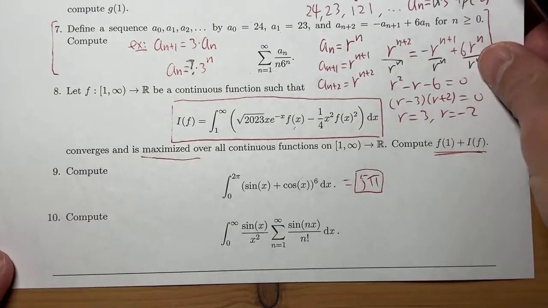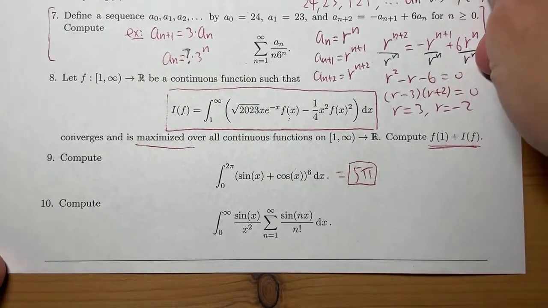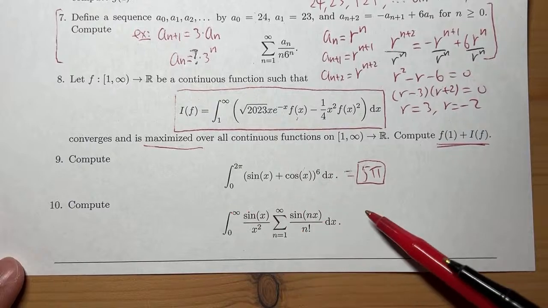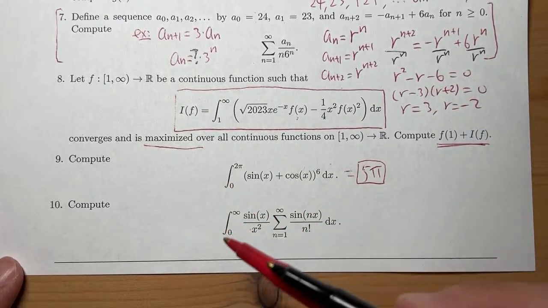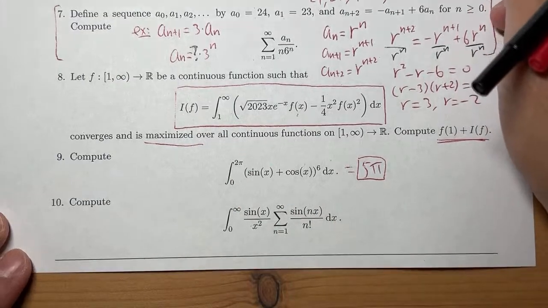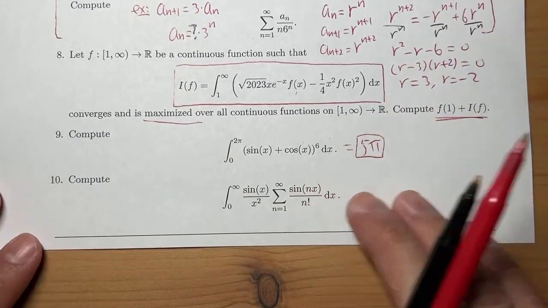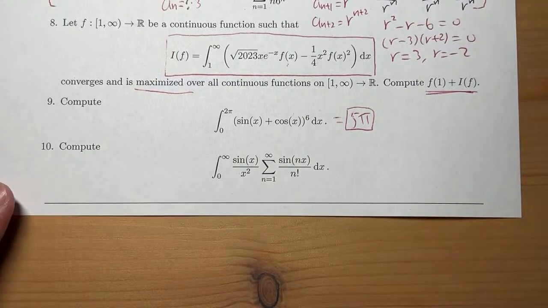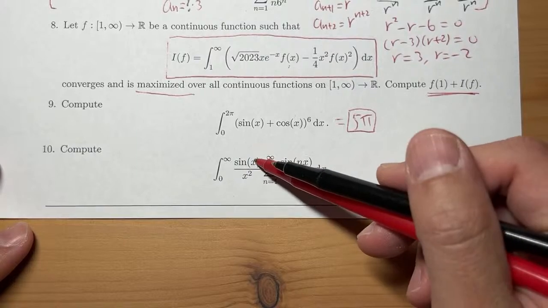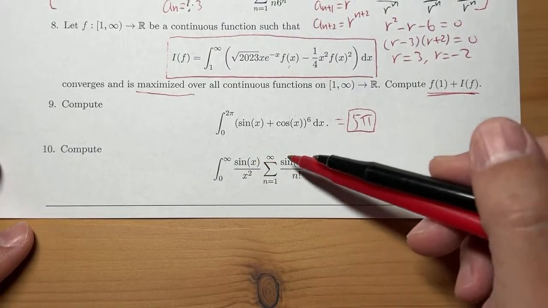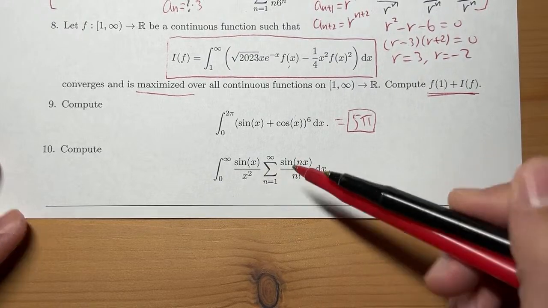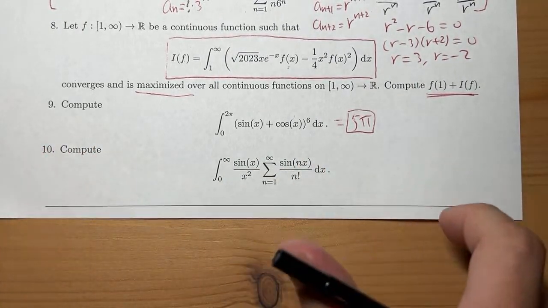Alright, so I think we can all agree that number 9 is a matter of you just compute it and then use trig identities and so on. I'll tell you, in the end you end up with 5 pi. So I will leave that to you guys. Now for number 10, the last one. The integral from 0 to infinity of sine x over x squared times this thing, which is also inside of the integral. So imagine if you expand this, you have infinitely many things that you have to integrate.